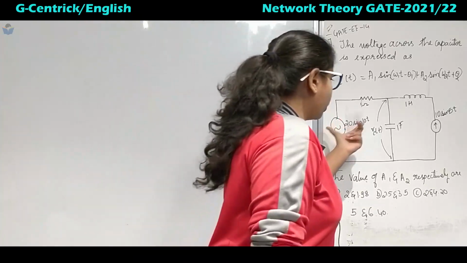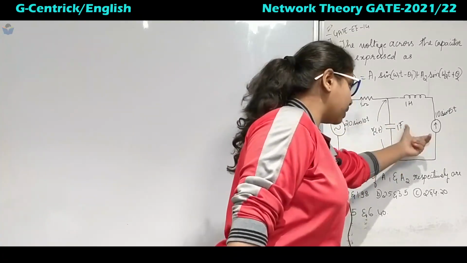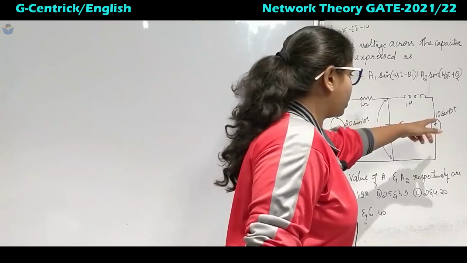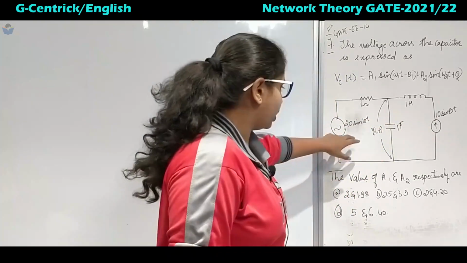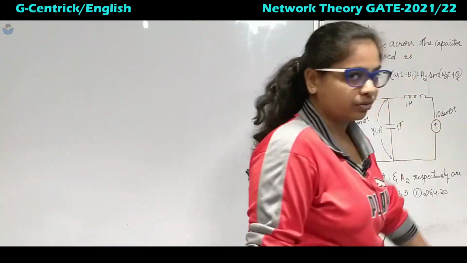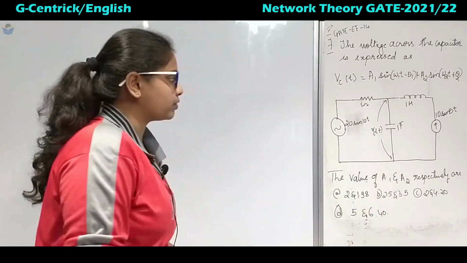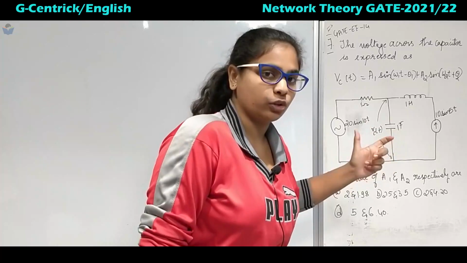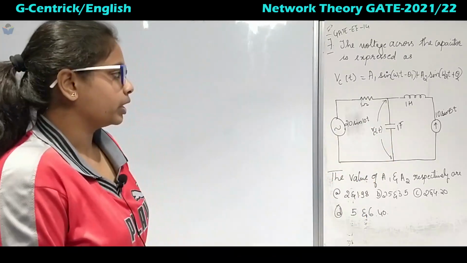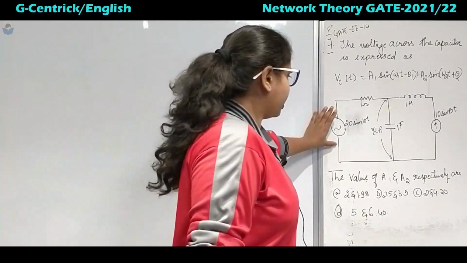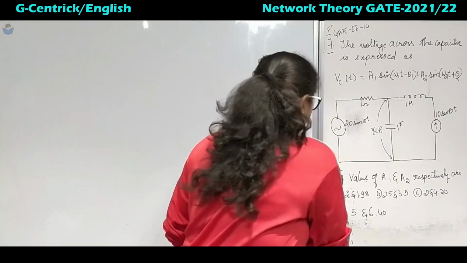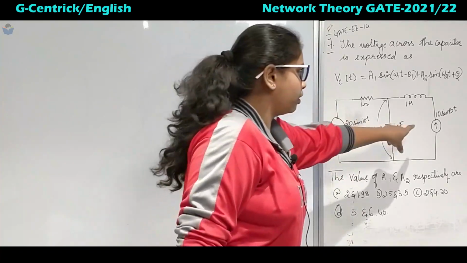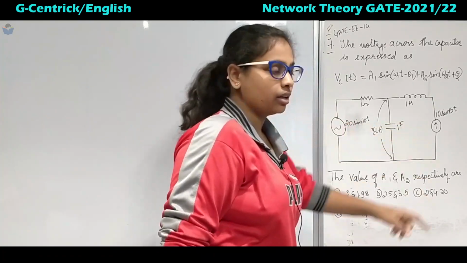Now if you observe both the sources, the voltage source as well as the current source, both the frequencies are different. Here we have 10 and here we have 5. In the previous lecture we have seen that if there are two different frequencies, then we have to compulsorily use the superposition theorem, right? So first we will consider the voltage source, and we will open circuit the current source.